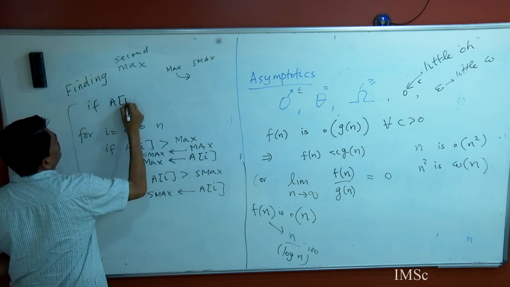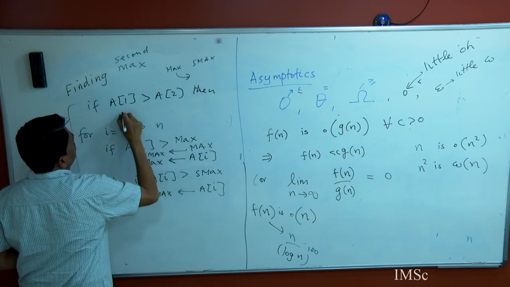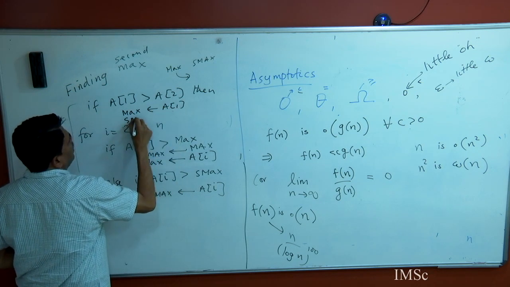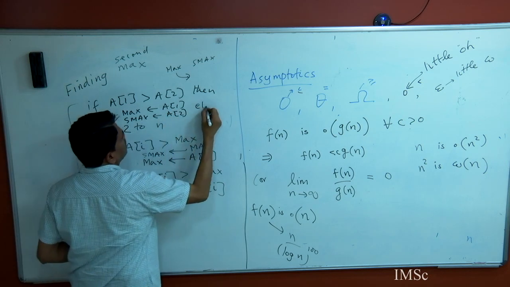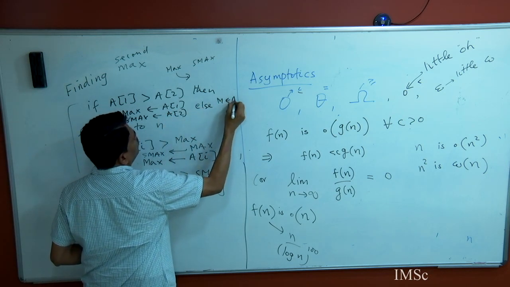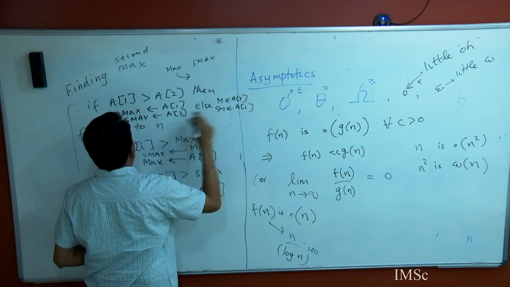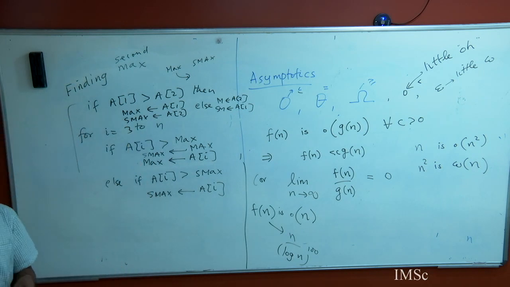If A1 is greater than A2, then max is A1, second max is A2, else max would be A2 and second max would be A1. Then you run this from 3 to n. So take the first two elements, store. So now I can prove that this algorithm is correct, because what is the invariant we are maintaining?